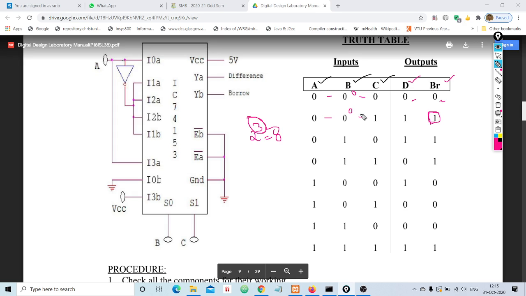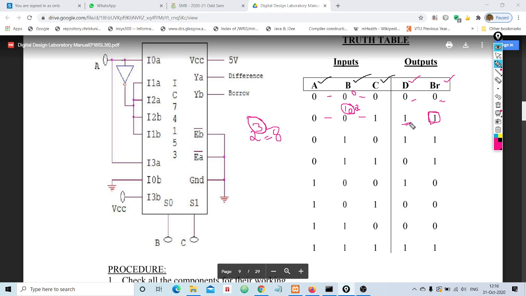And when we took the borrow, this 0 will become 10. Clear? This 0 will become 10. And what does 10 mean? What is 10 in decimal? It is actually 2. 10 means the decimal equivalent is 2. 2 minus 1 is 1. That is the difference. Clear?